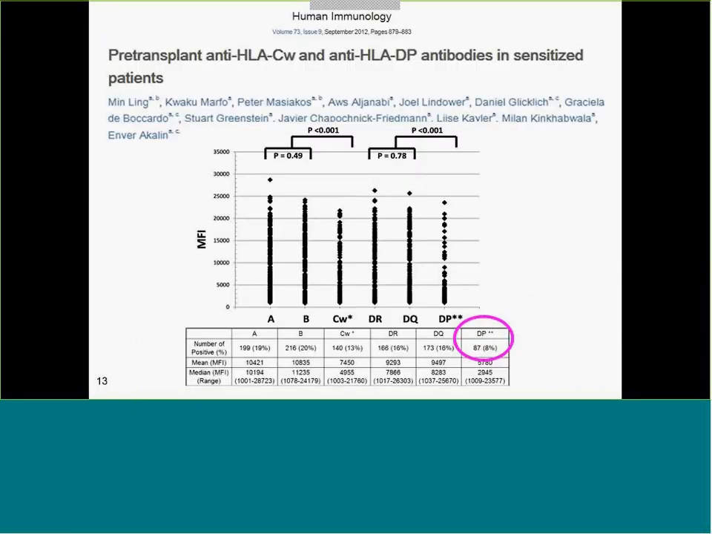Of course, there was work published a few years ago from the group at Montefiore Medical Center, and Enver Akalin, the nephrologist who is heading the transplant program there, a former fellow here at Emory, who does very nice work, looked at all their sensitized patients. They defined sensitized in this article as anybody who had a PRA greater than 0. They showed that across all of these so-called sensitized patients, the incidence of DP antibodies was about 8% of their total patient population, which sounds a little low.